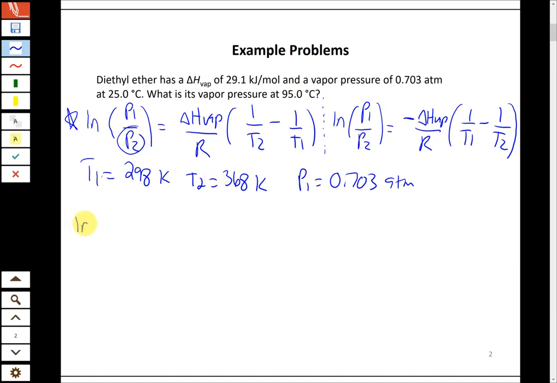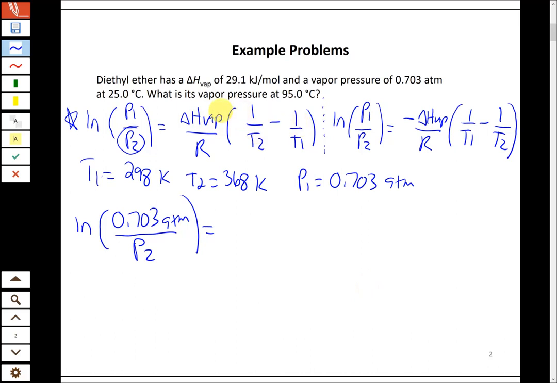So what you're going to do is start putting in numbers. So natural log of P1. For the pressure units, it doesn't matter what they are as long as they're the same. So in this case, if we put atmospheres in, that's fine, and then that means we're going to get a P2 that's also in atmospheres. So pressure units are fine as long as you recognize that they're the same for the ratio. What we have to be careful about with units is going to be the other terms.